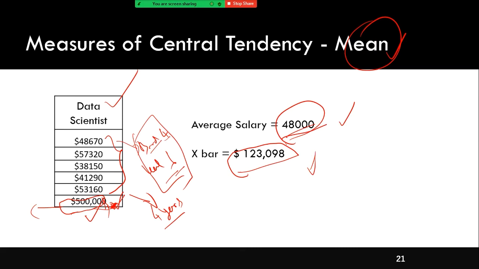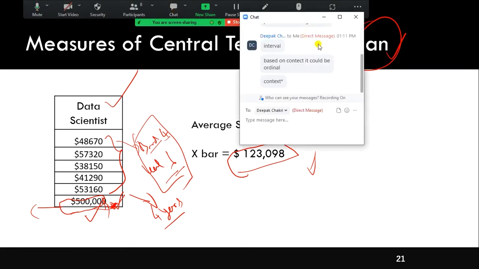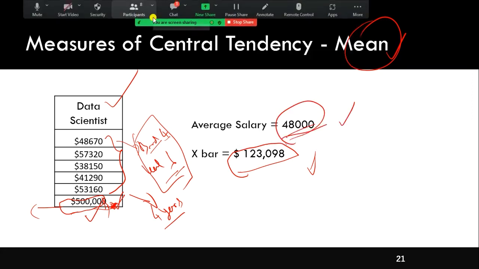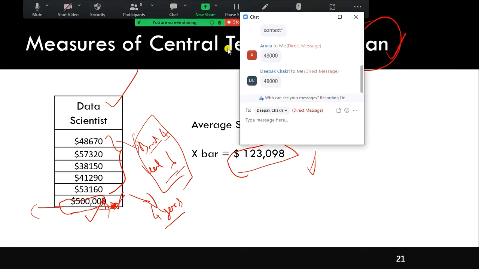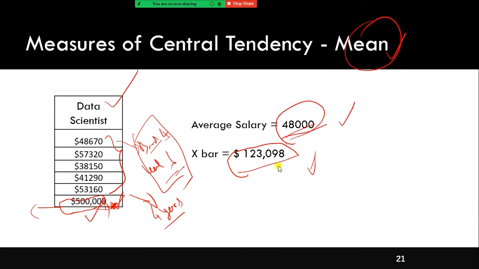All of you, please type it in the chat room. See, if you don't concentrate here, gone, your time is wasted. Deepak Chakri, 40,000. Aruna, 48,000. Can you justify, Aruna, why 48,000, why not 123K?